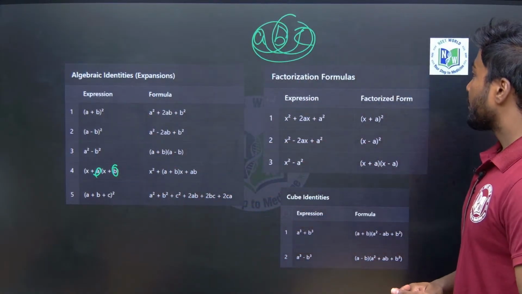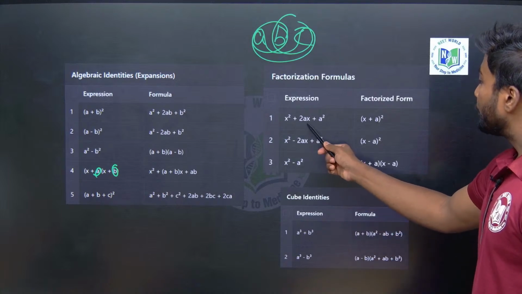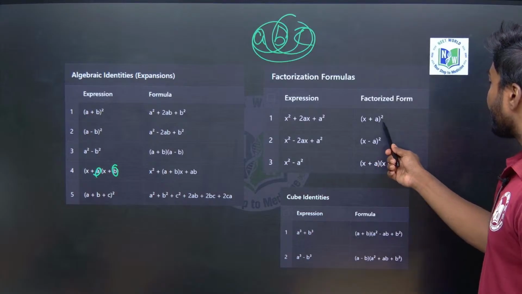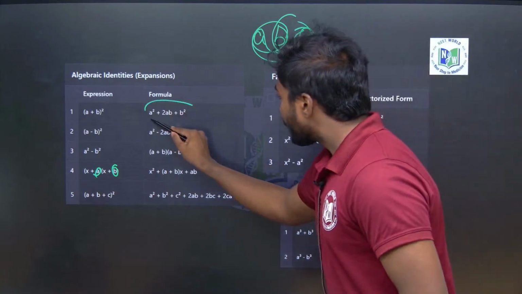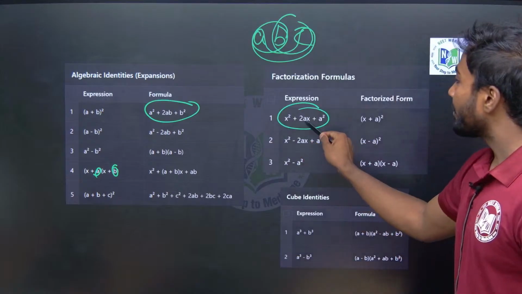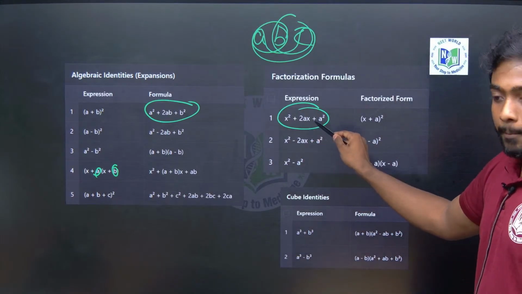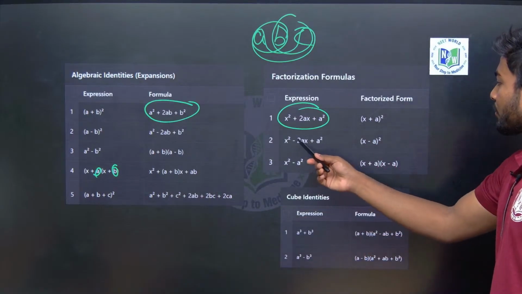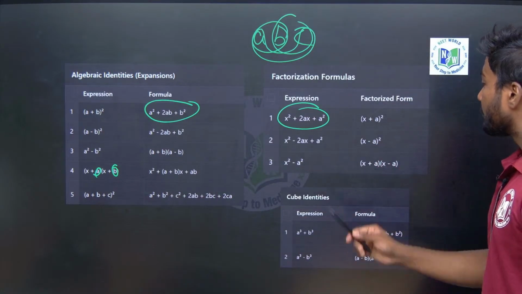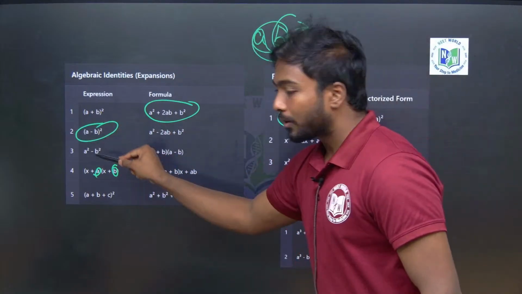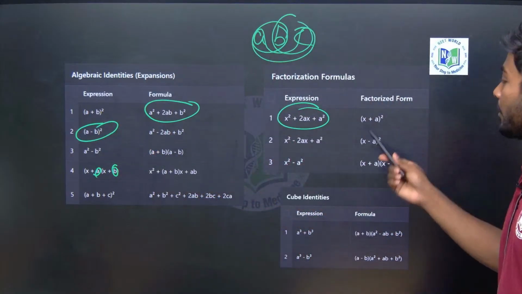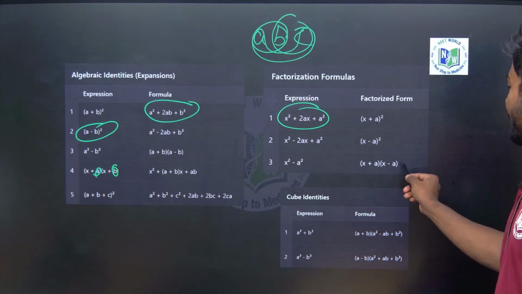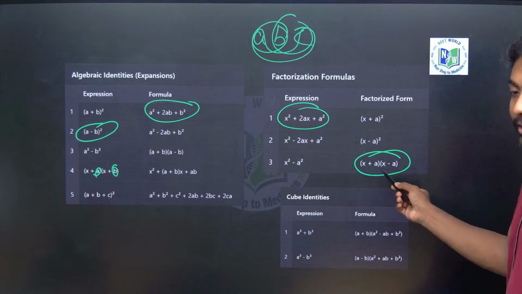Next one, factorization formulas. x square plus 2ax plus a square is nothing but (x + a) the whole square. See, this formula and this formula both are the same; here we have taken x and a, there we have taken a and b, that's it. Next, x square minus 2ax plus a square is (x − a) the whole square, like (a − b) the whole square we have seen. Next is x square minus a square, which is expanded as (x + a)(x − a).